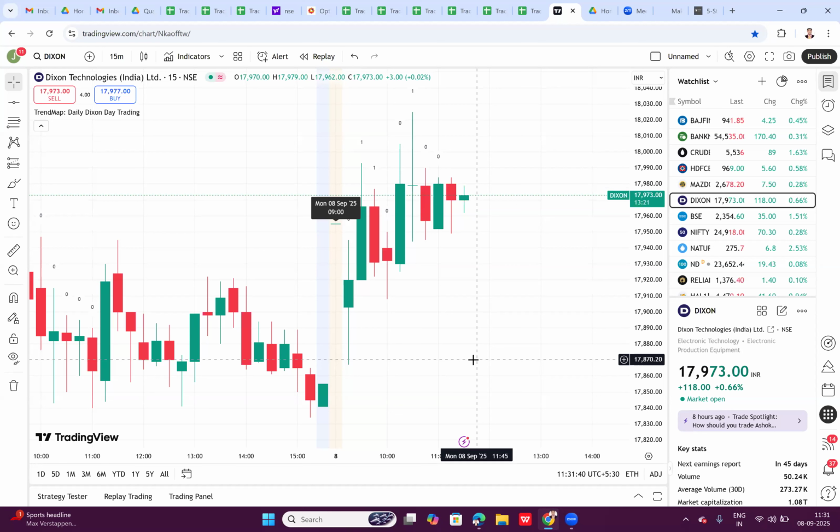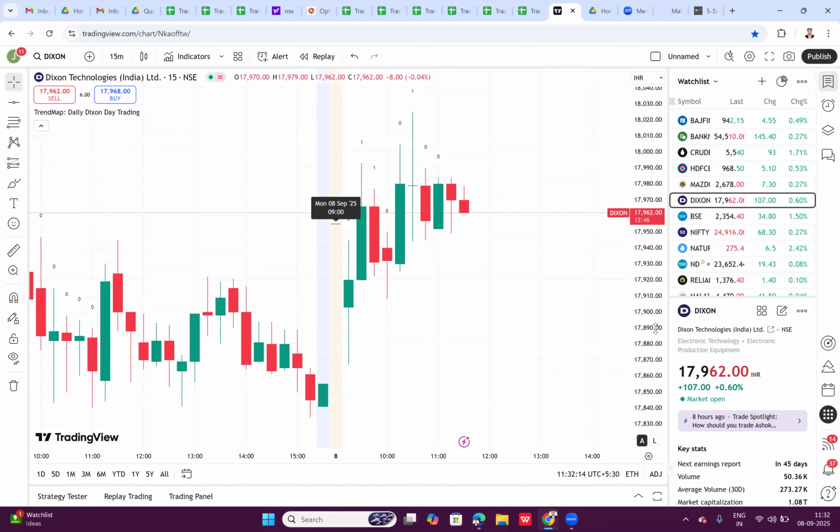Now we have discussed the Dixon rule. After this, we will check some trades of MazDock and Suzlon also, because as per the same rules of Dixon daily trade indicator, we have to follow MazDock and Suzlon also with Dixon. First target is different for MazDock and Suzlon, because Dixon has a price of approximately 17,900, but Suzlon price is different, Suzlon lot size is also different, and MazDock price and lot size are also different.